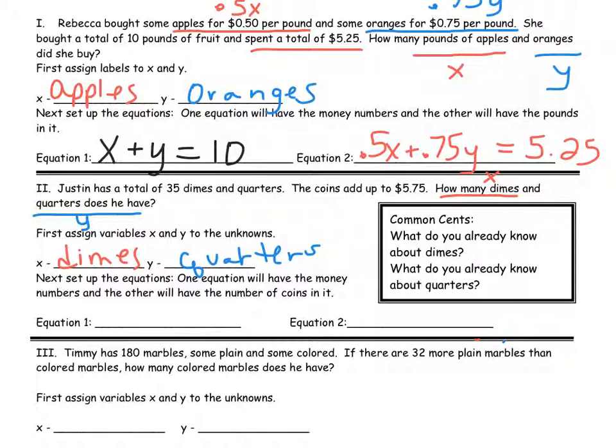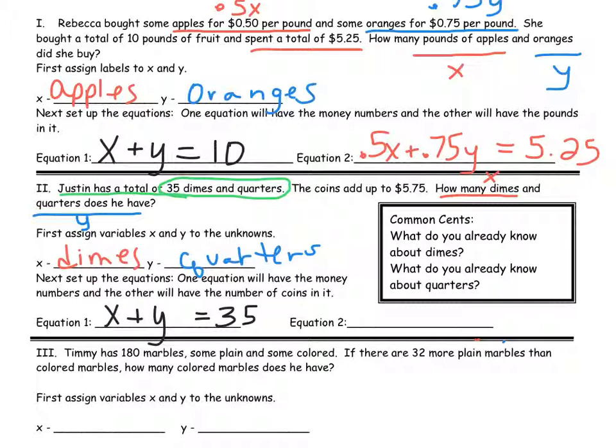Okay, so now we're going to have money. We're dealing with money, and we're also going to have a number of coins, or the total items. So let's just start with our number of coins. And when we're dealing with our number of coins, it says right here at the beginning, Justin has 35 dimes and quarters. So our number of coins equals 35, and it's a combination of dimes plus quarters. So we've got our first equation written.